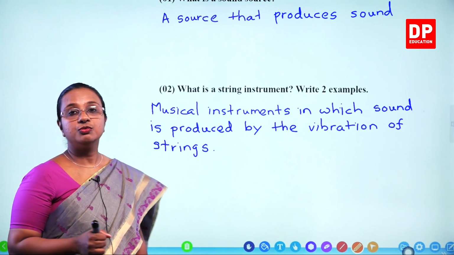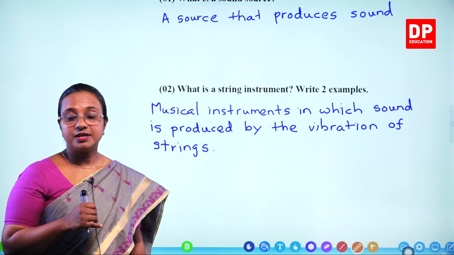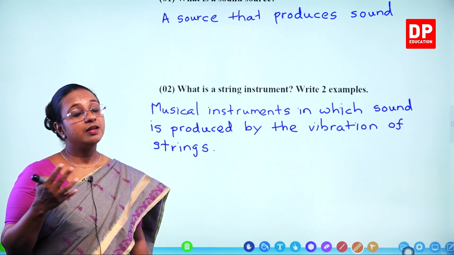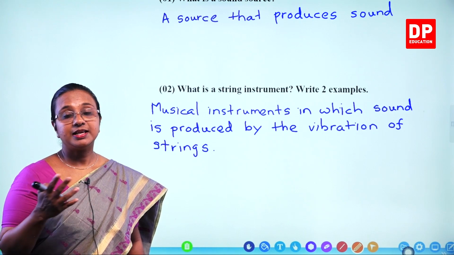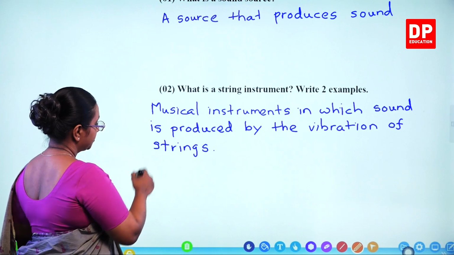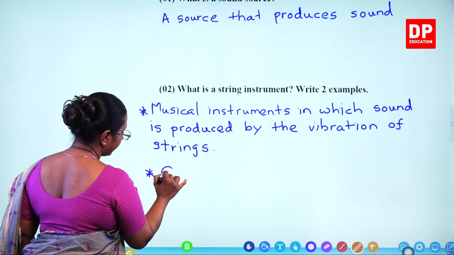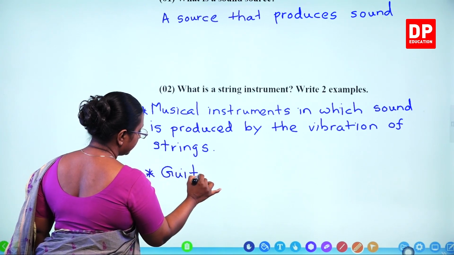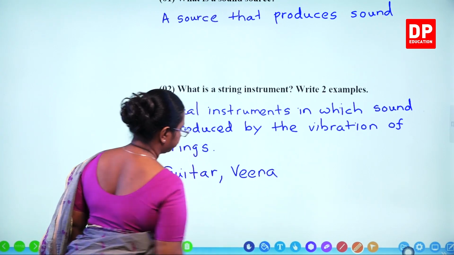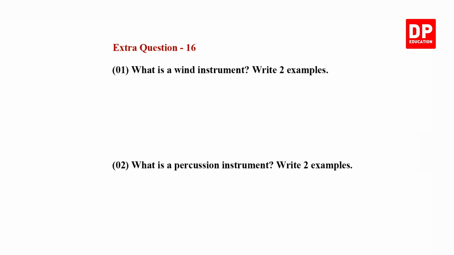And write 2 examples. We have discussed many different examples. You can write any 2. We can write the example as guitar and a sitar or a veena. So here, this is the answer for the first part. And the second one, we can say a guitar and a veena. So with that, I'll move on to the next question.